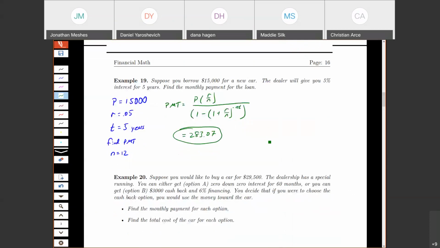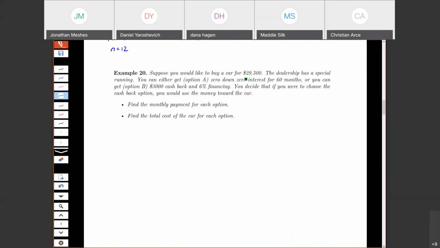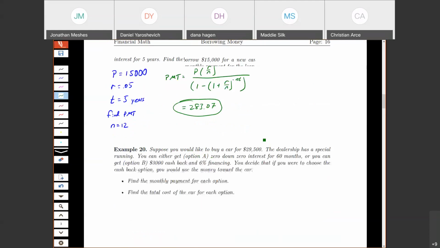Okay. So let's look at another example. Suppose I want to buy a car for $29,500. That looks like the price of a car to me, because when you're buying a car, they never make it like an even thousand.